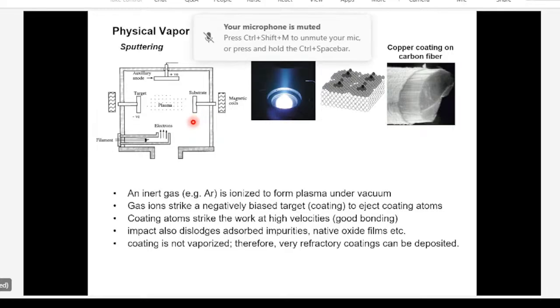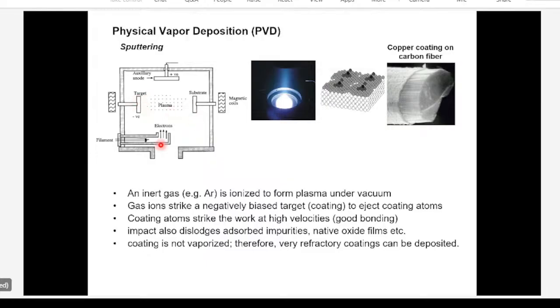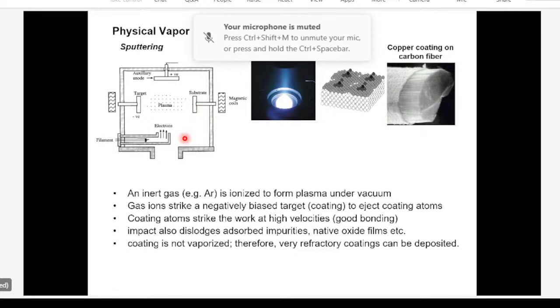The only problem here is that during sputtering, because the atoms of the target are going in all directions, sometimes the vacuum wall, the chamber wall, also gets sputter coated with time. So you lose some sputtered material, but still you are able to get good coatings on your substrate. So this is done mostly at room temperature. The bonding is very good because coating atoms strike the workpiece at high velocities.